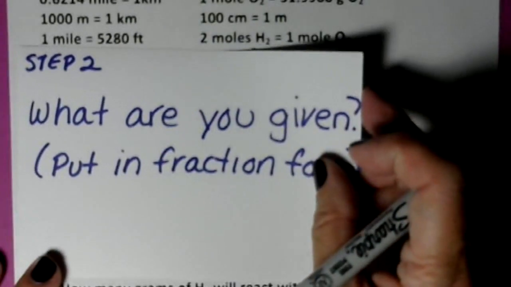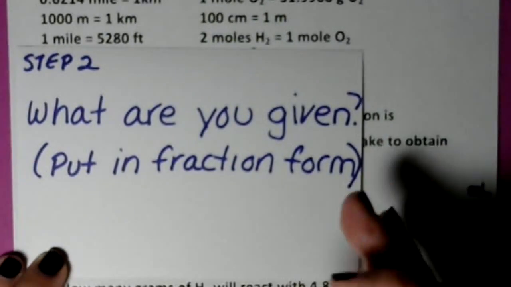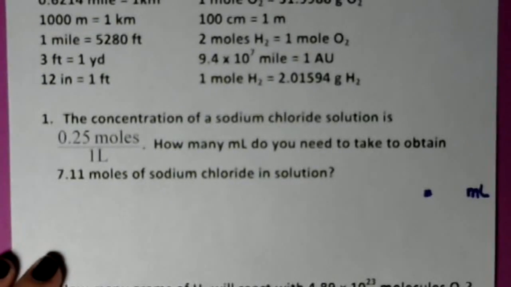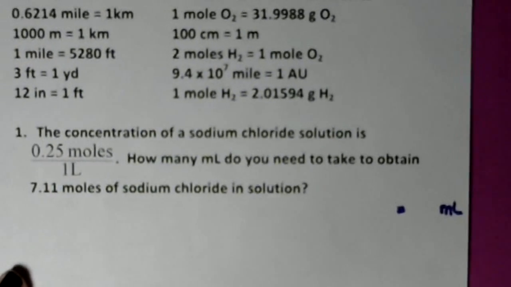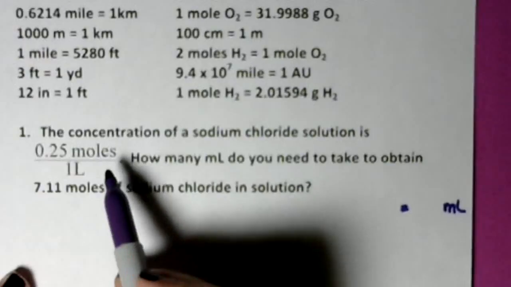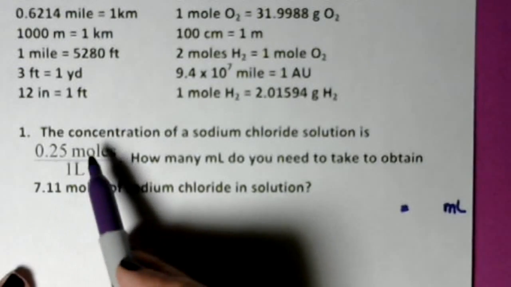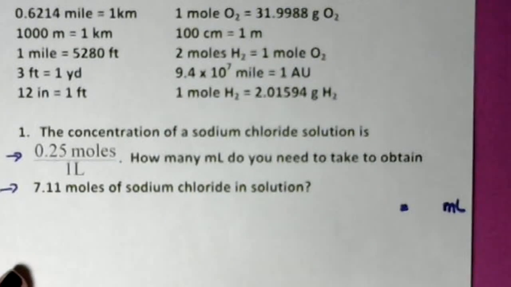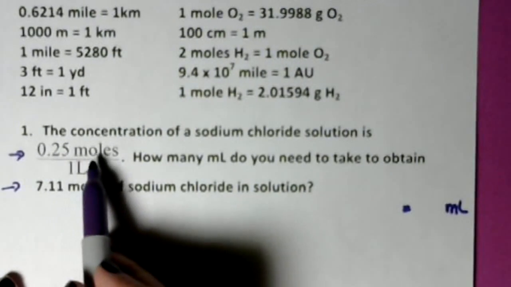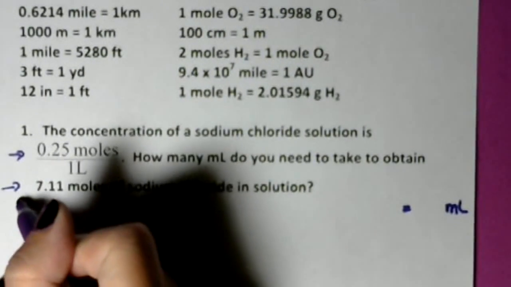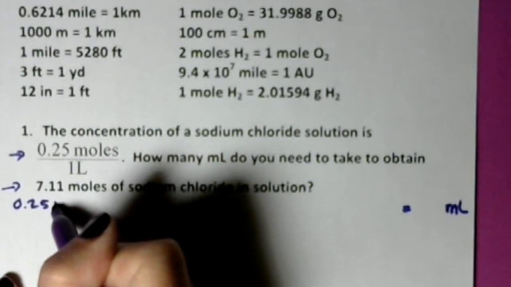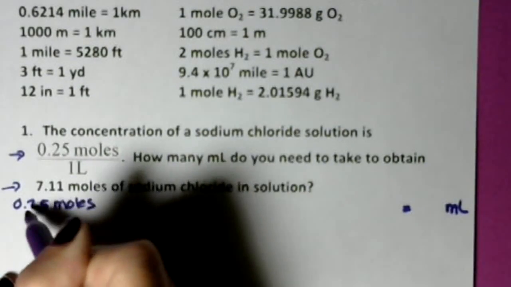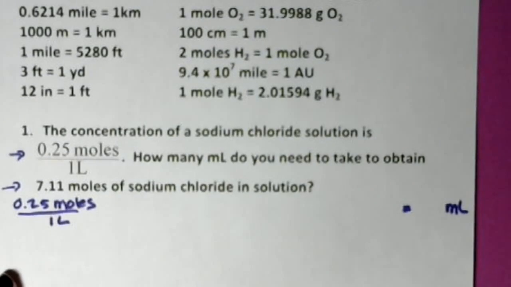Step 2, what are you given? Put that in fraction form. So let's see what we're given. We're going to look for the numbers in this problem, and I've got 2 pieces of information I've given. I have this and I have this. So I'm going to pick one of them to start. I'm going to start with the 0.25 moles over 1 liter, and it's already in fraction form. So I'm just going to leave it like that. And I'm done with step 2.